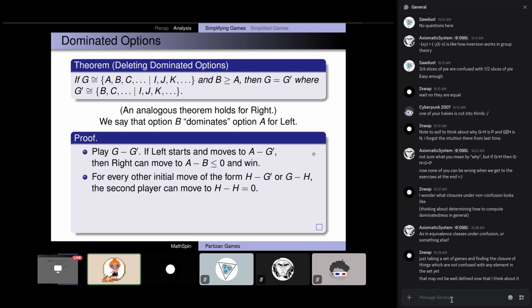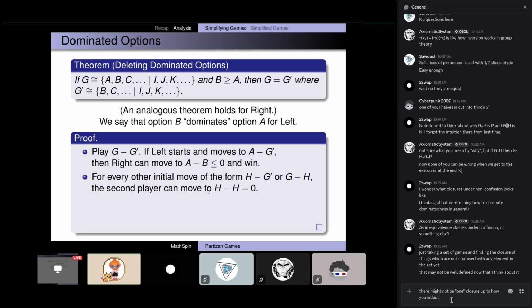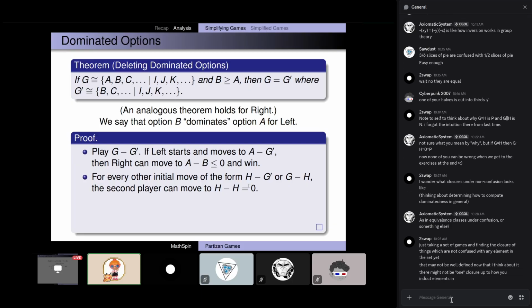Let's say left starts and does some other move. She moves to like H minus G prime or G minus H. Well, in either of those cases, H is available in both G and G prime. So right could just move to H in the other component and get to H minus H, and that's 0. So that's a good move for right there. So if left moves first, right can win by following these strategies.